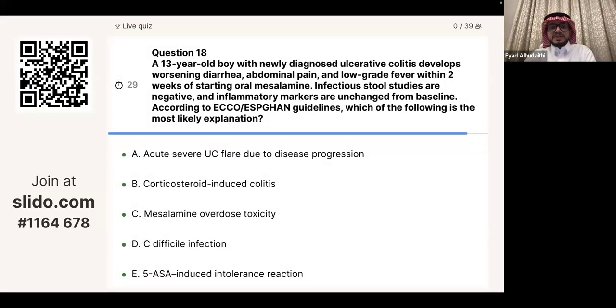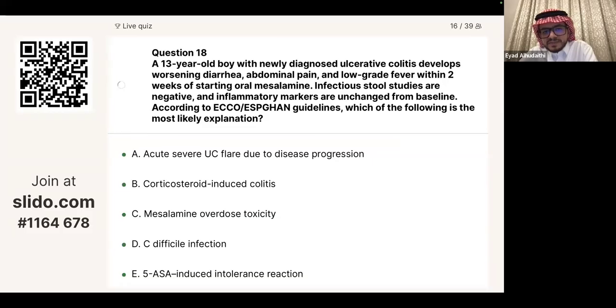So next question: a 13-year-old boy with newly diagnosed UC developed worsening diarrhea, abdominal pain, and low-grade fever within 2 weeks of starting oral mesalamine. Infectious stool studies are negative and inflammatory markers are unchanged from baseline. According to ECCO/ESPGHAN, which of the following is the most likely explanation? Acute severe UC flare due to disease progression, corticosteroid-induced colitis, mesalamine overdose, C. diff infection, 5-ASA-induced intolerance reaction.